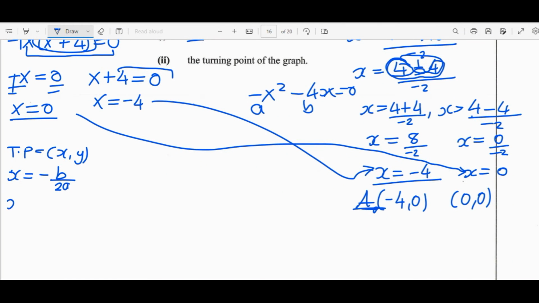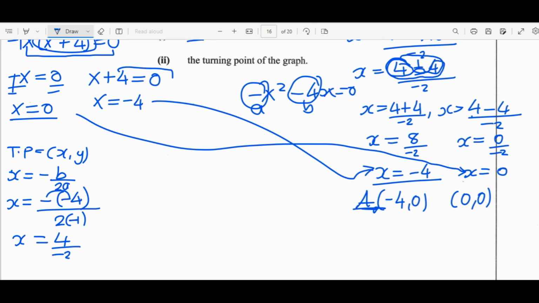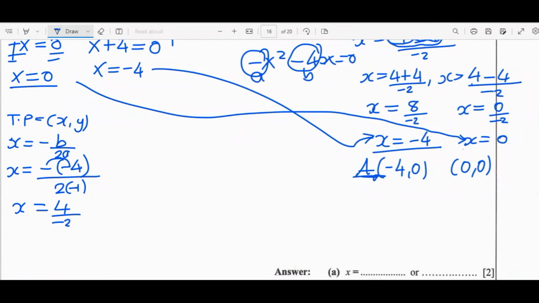Right, so x is equal to minus b, which is negative 4, over 2a, where a is negative 1. So negative times negative, on top we have 4 over negative 2. And if we divide, we are going to have x is equal to negative 2. Then let's go to our graph.